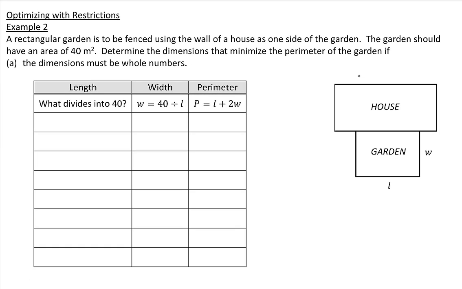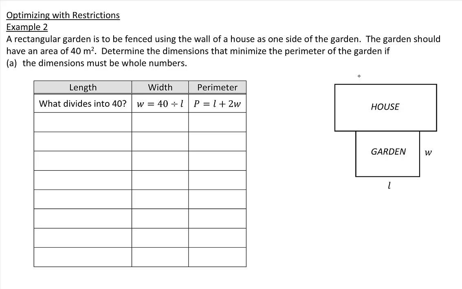The second thing we're going to look at is optimizing with restrictions. For example 2, a rectangular garden is to be fenced using a wall of a house as one side of the garden. The garden should have an area of 40 meters squared. Determine the dimensions that minimize the perimeter of the garden. If A, the dimensions must be whole numbers. So it has to be whole numbers.